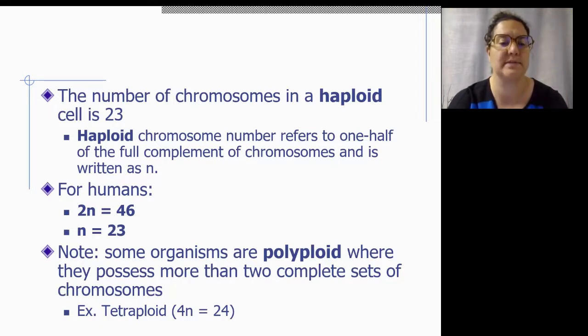You'll see other organisms that are polyploid, so that could be tetraploid, 4N. Bananas, for example, are 8N, so they have 8 copies of each chromosome.